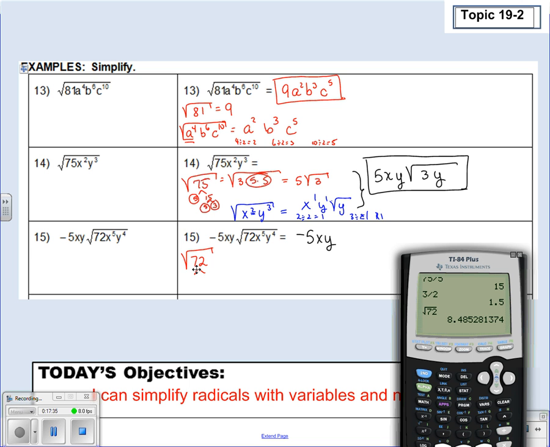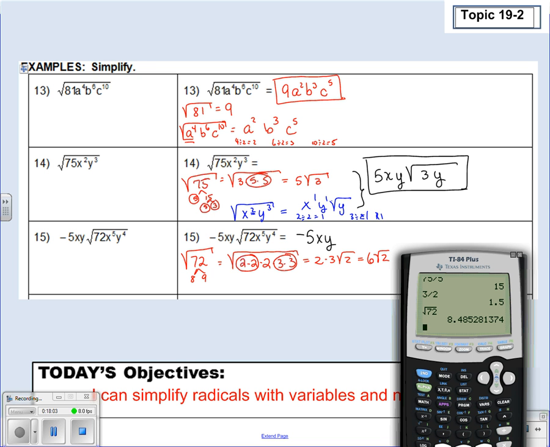72 is 6 times, nope, I'm sorry, it's 8 times 9. Okay, and then 8 I know is 2 times 2 times 2. So I'm going to go ahead and write that out. 2 times 2 times 2. And then 9 is 3 times 3. I got a double, it's a 2, comes out. I got a double, it's a 3, it comes out. I'm still left with a 2. And then 3 times 2 is 6. I still have a square root of 2.